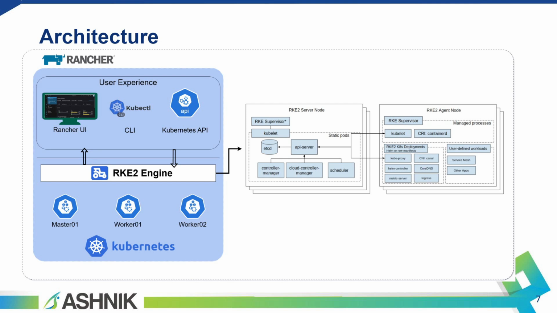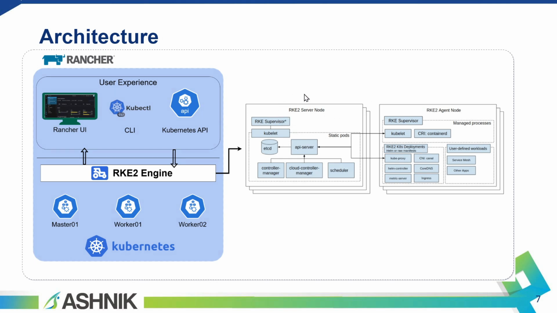So let's understand the architecture. So we are deploying 3 nodes. One will act as a master node and the other 2 will act as worker nodes. On top of it, we are deploying the RKE2 engine. So let's understand what the RKE2 engine is.